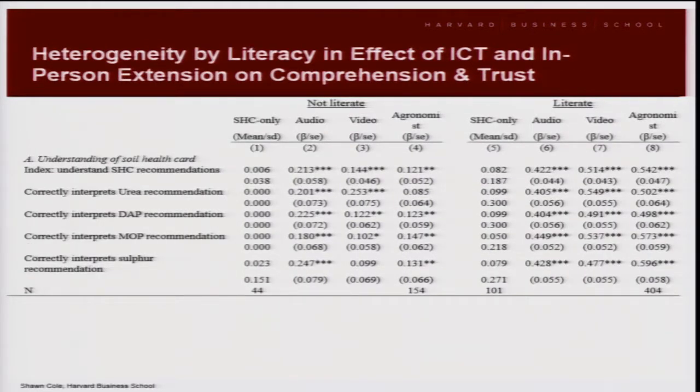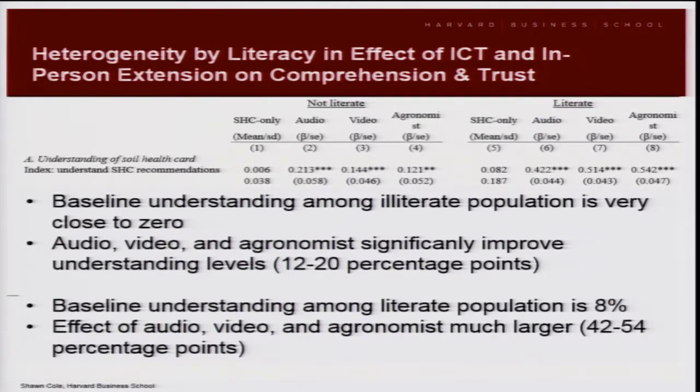One other thing I think is interesting is to see how this fares for illiterate versus literate farmers. You might think that even the simplified health card might not be useful to illiterate farmers if they can't read. And here we find that the baseline level of understanding for illiterate farmers is basically zero. But the audio, video, and agronomist all increase their ability to characterize the correct amount of fertilizer to buy. The effect size is about 15 to 20%. The effect size of the interventions on literate people is even higher, right? So it may be that literate people learn better.